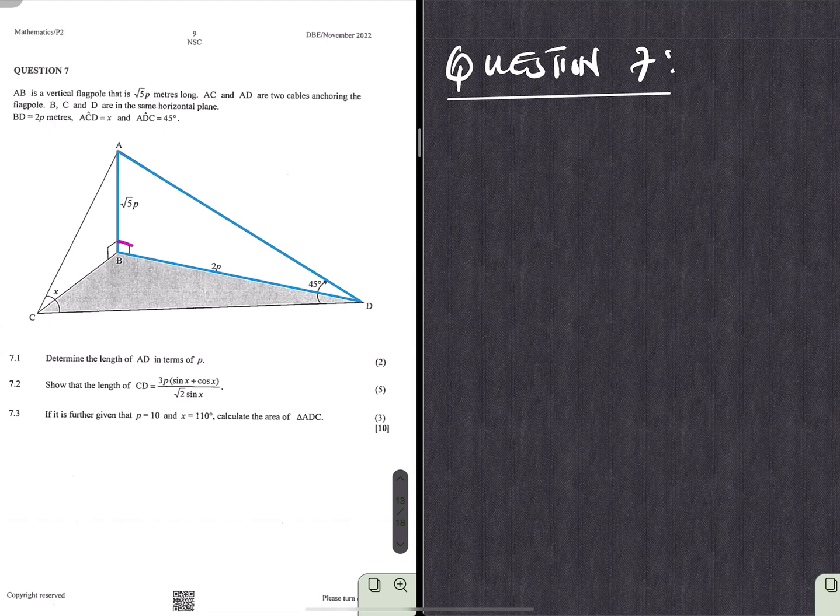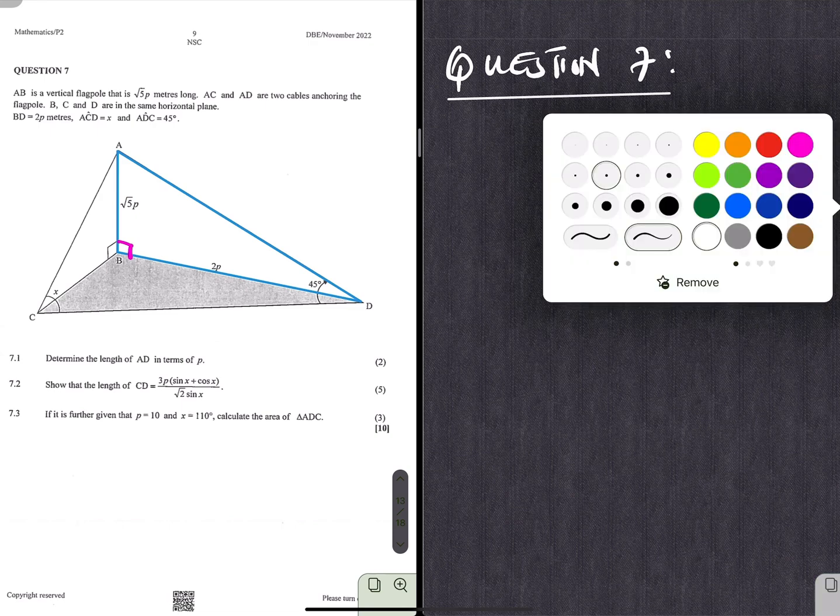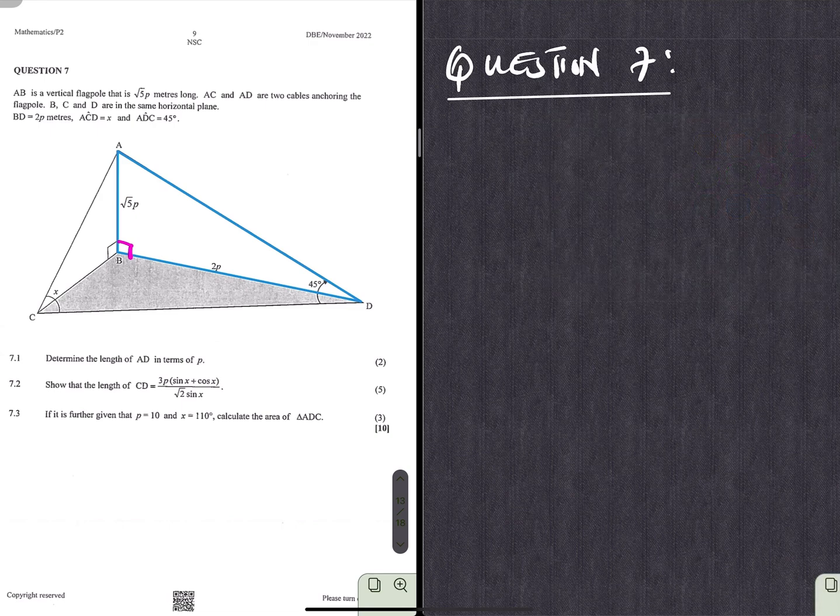Okay, let me just do this. Yeah, that is 90 degrees. So we should be happy. We can use, how do you find the sides in a right angle triangle? So this is a right angle triangle. You can use Pythagoras, you can use trig ratio, to find that length.